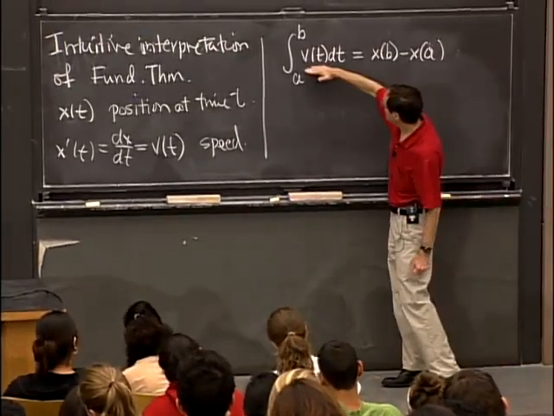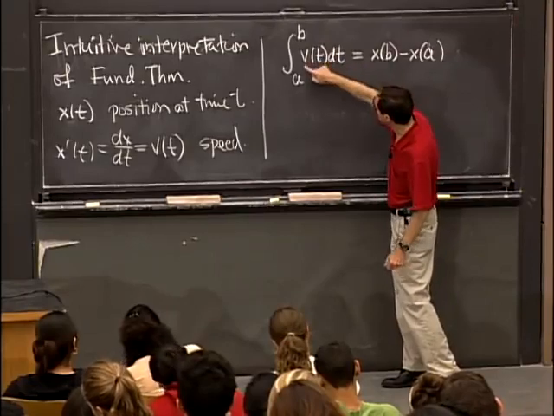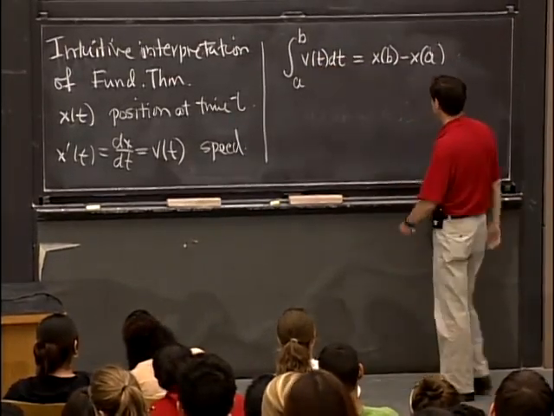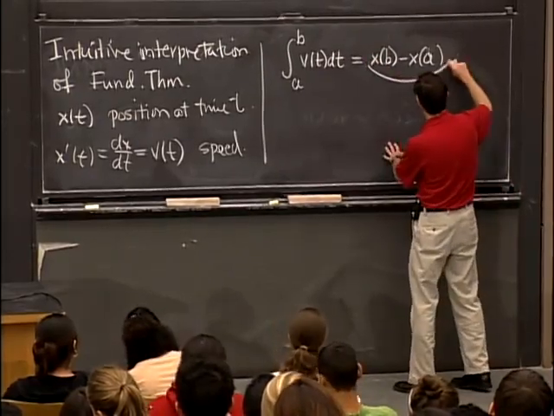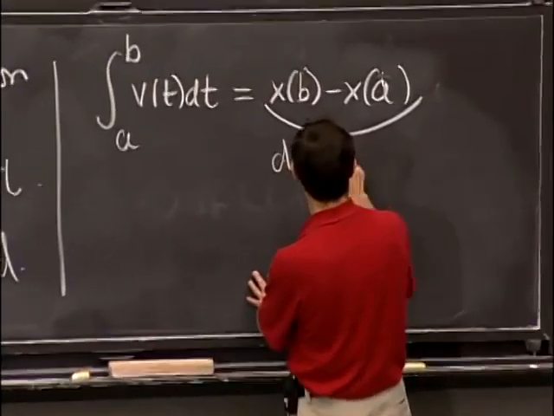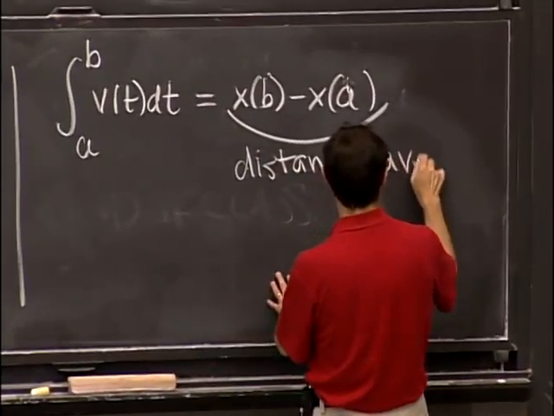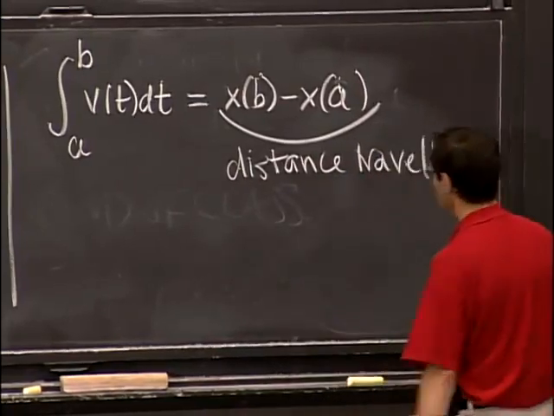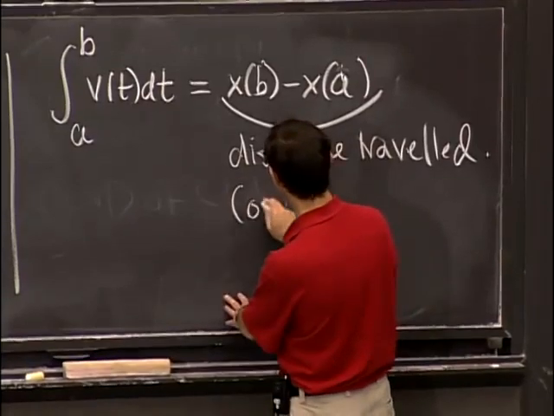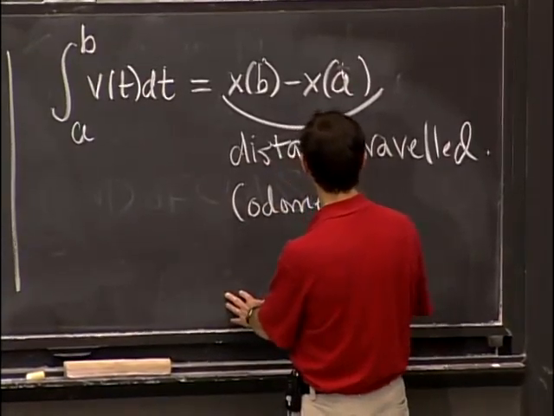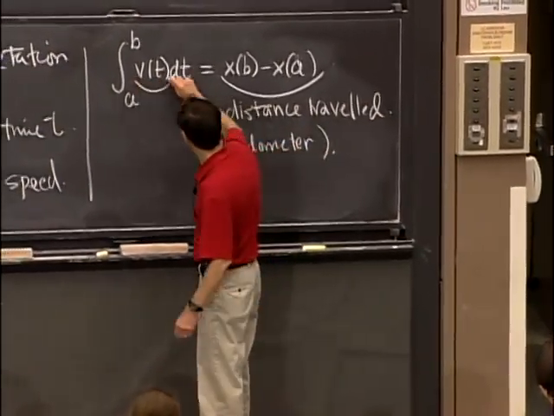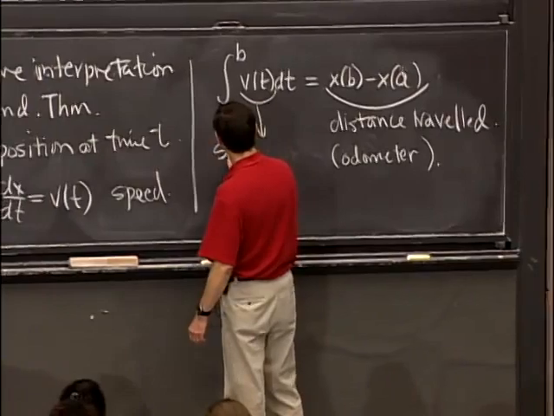And so this is some kind of cumulative sum of your velocities. So let's interpret the right-hand side first. This is the distance traveled. And it's also what you would read on your odometer, right, from the beginning to the end of the trip. That's what you would read on your odometer. Whereas this is what you would read on your speedometer.